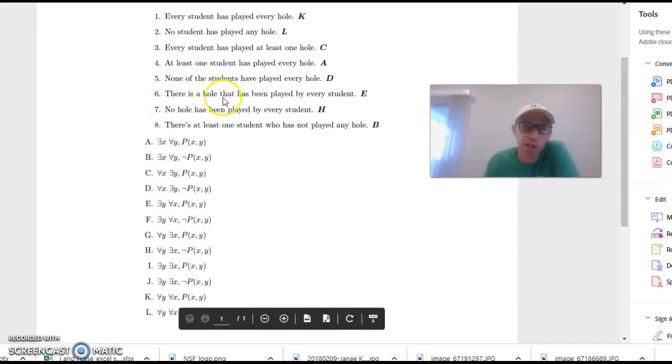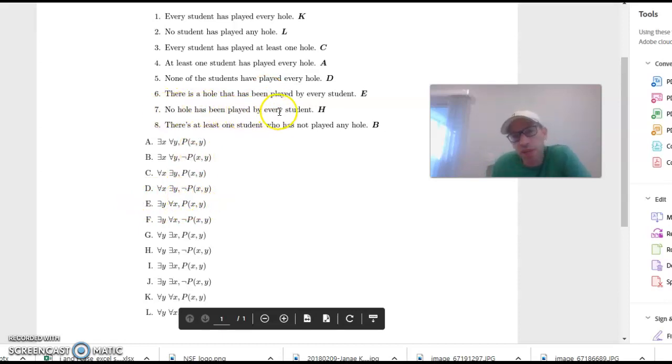All right, what about here? There's a hole that's been played by every student. So this one follows a little more naturally. There is a hole. There exists a Y. There exists a hole that has been played by every student, such that for every student, for any X, PXY, the student has played the hole. There exists a Y such that for any X, PXY. That's what we see here.